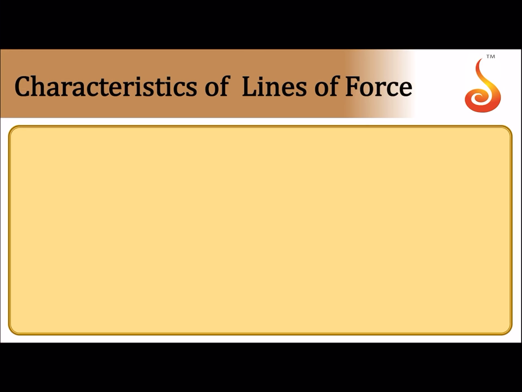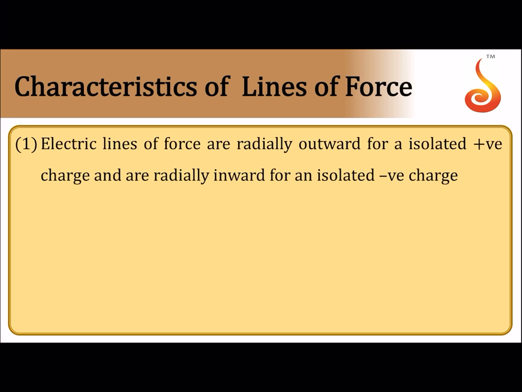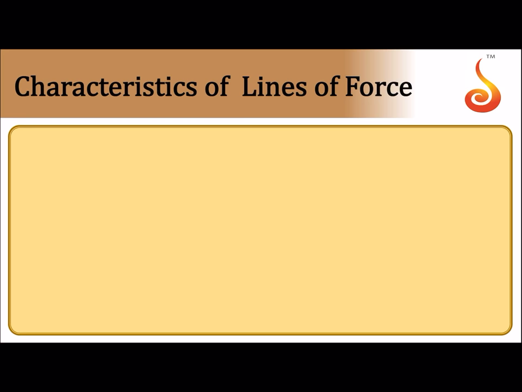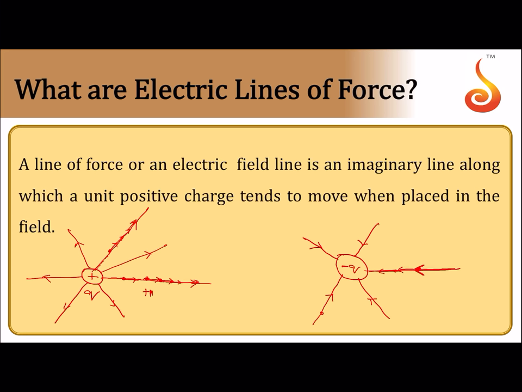What are the main characteristics? There are six or seven important characteristics of the lines of force. What's the first important characteristic? Electric lines of force are radially outward for an isolated positive charge and are radially inward for an isolated negative charge. That's what we did just now in the previous slide. If I look at the positive charge, the lines of force are radially outward, and if I look at the negative charge, they are radially inward. So that's the first property of lines of force.